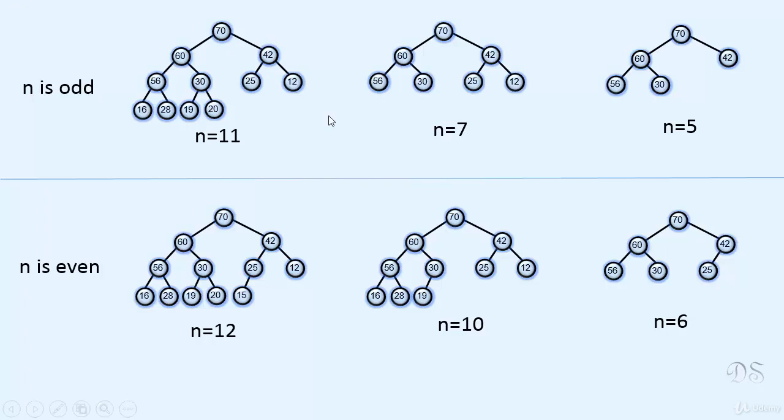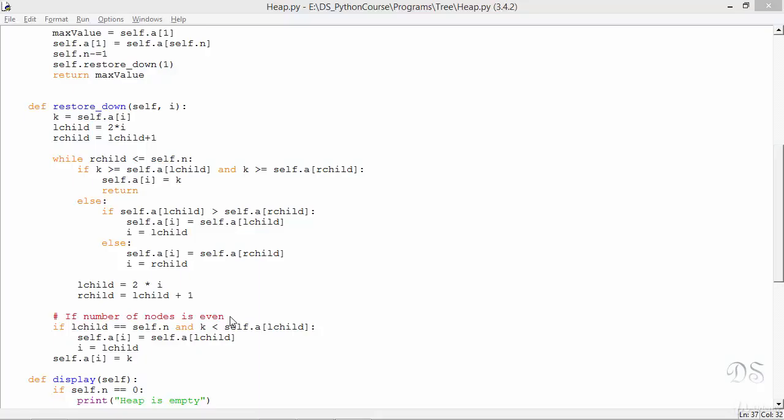If the number of nodes is odd, then all the nodes are either leaf nodes or have 2 children. If the number of nodes is even, then there is a node that does not have a right child. This does not have a right child here. It has only a left child, and the index of this left child is n. We could not check for this left child in our while loop, so we have to place a separate condition for this left child. So this is the special condition that we put for the left child. Now at the end, this key k is placed at the ith location of the list.